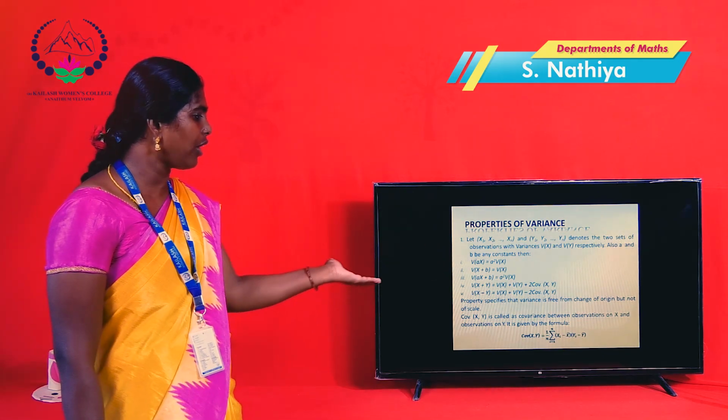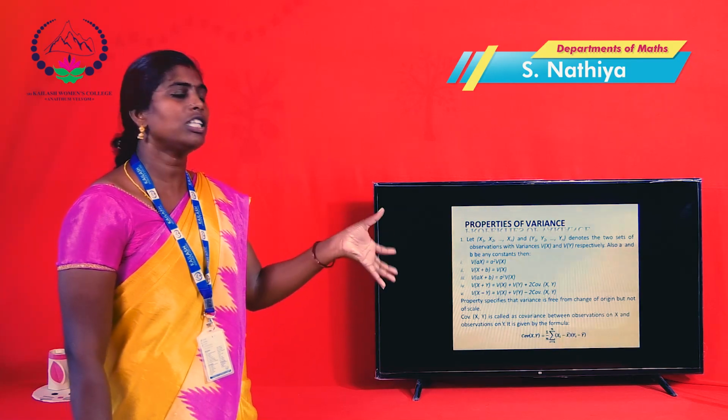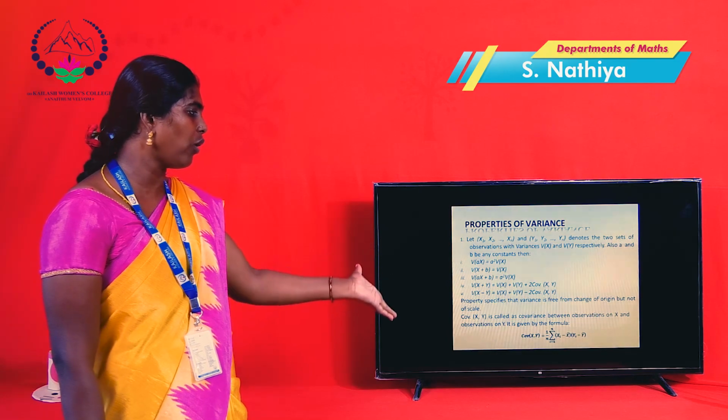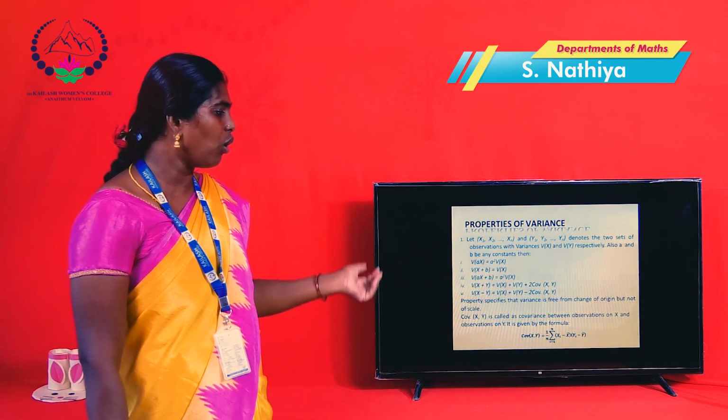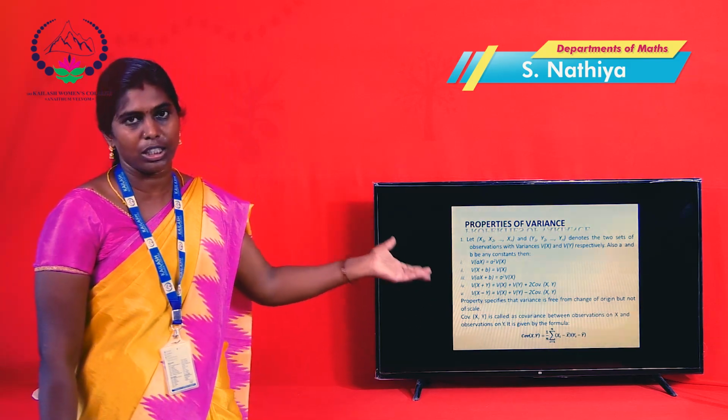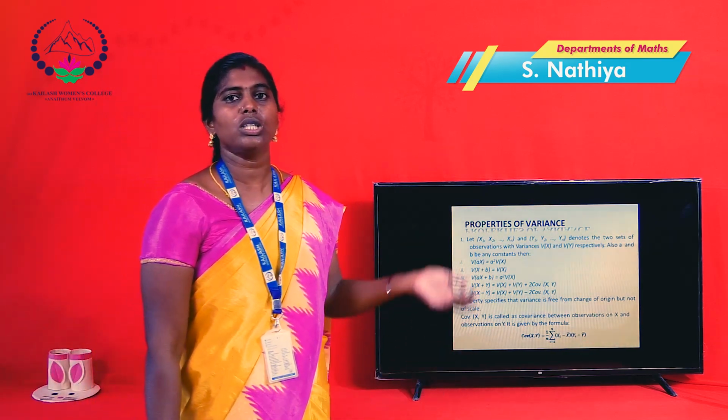Covariance of xy is called the covariance between observations on x and observations on y. It is given by the formula covariance of x comma y equals 1 by n summation xi minus x bar into yi minus y bar.